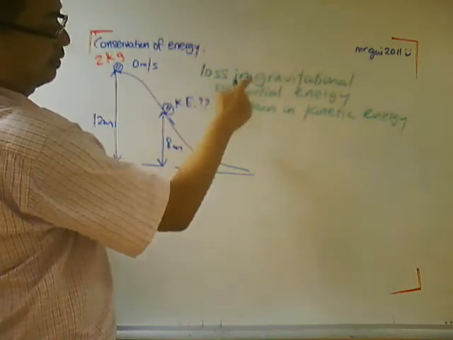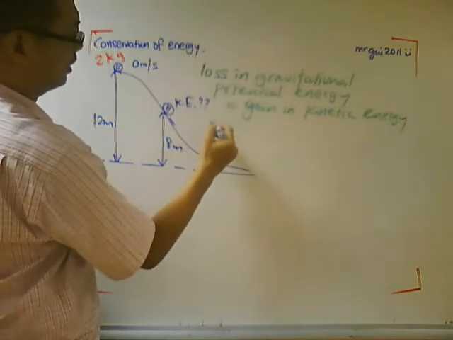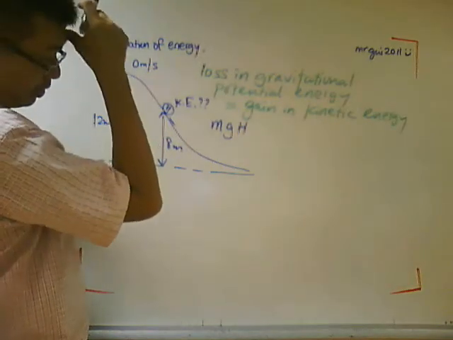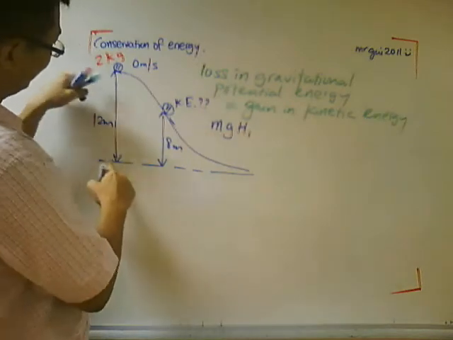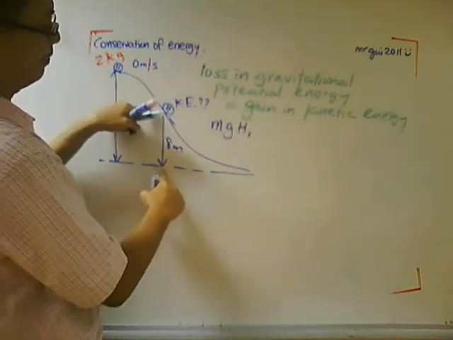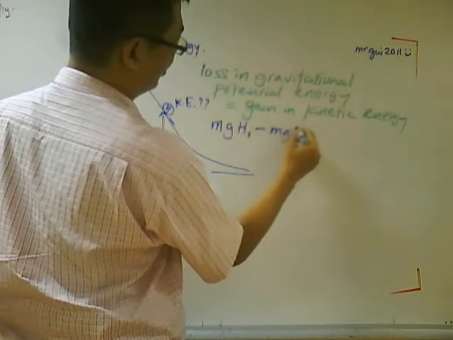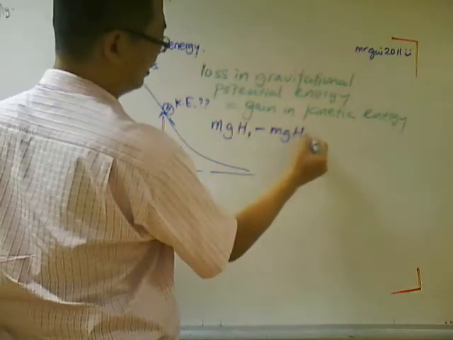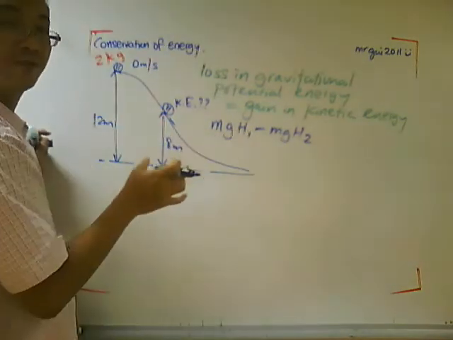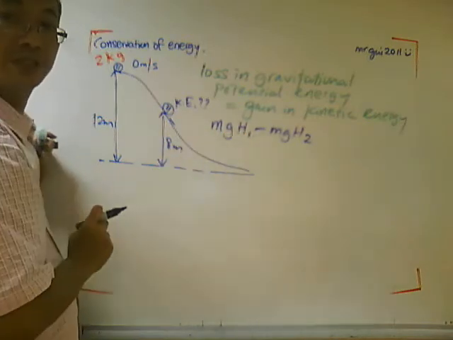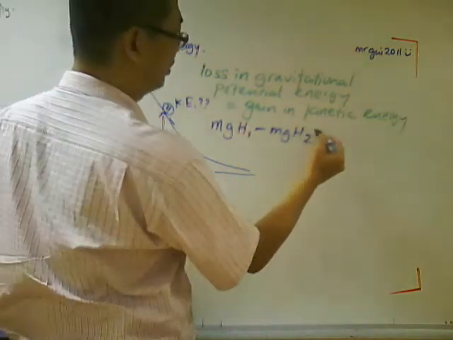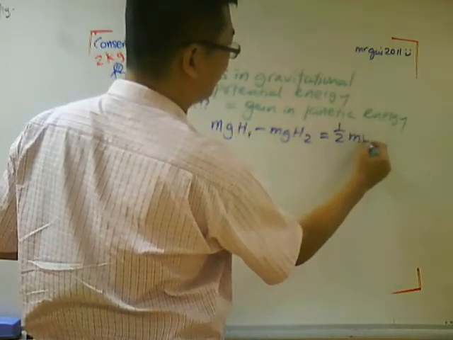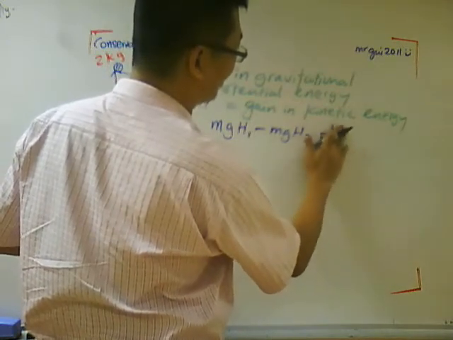The formula for gravitational potential energy will be mgh. At first, it started with 12 meters and it ended up with 8 meters. So H1 is 12 meters initially, H2 is 8 meters. Now the mgh is the formula to calculate gravitational potential energy, equals to half mv squared, which is the kinetic energy.